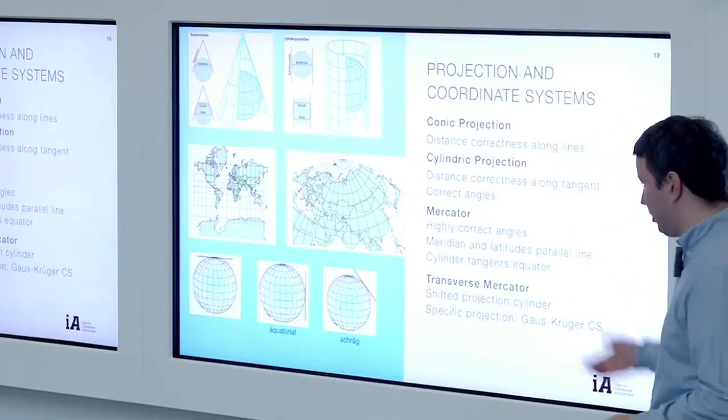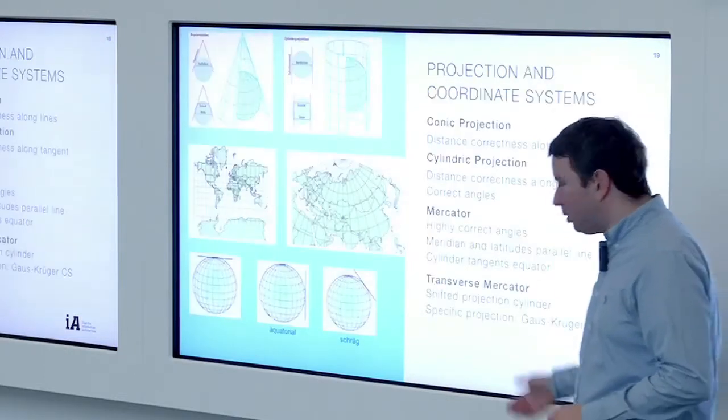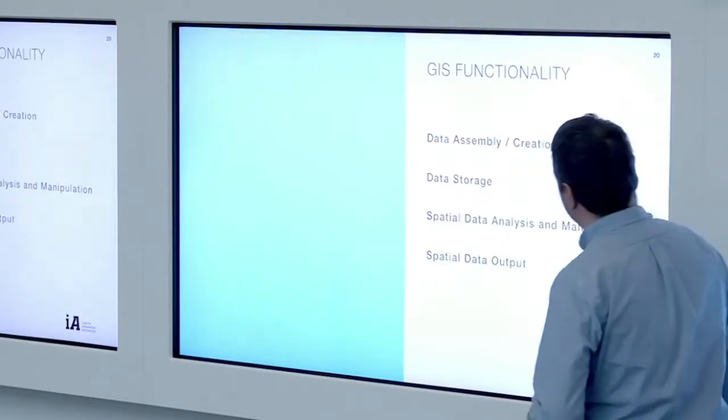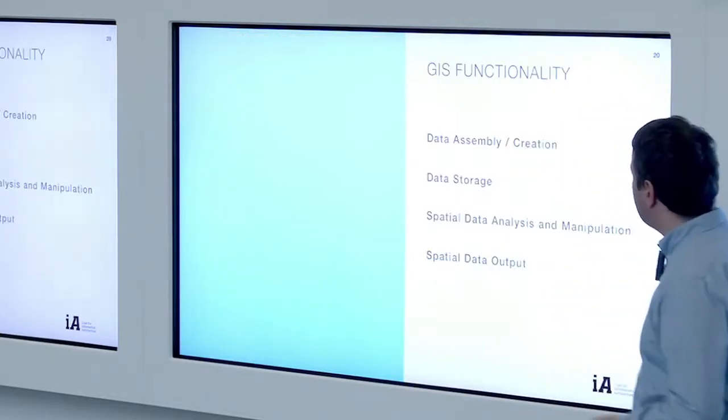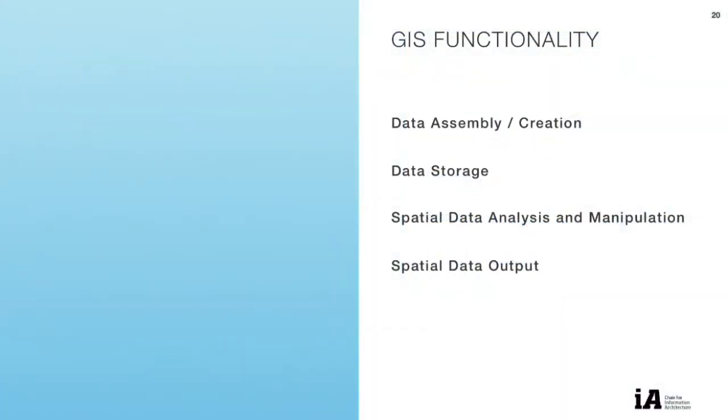But therefore you will see there are some things that are important for how the system is to be used. Okay. So what are the basic functionalities besides this coordinate issue? Data assembly, the creation of the data set, you have data storage, you can run spatial data analysis, and you can do manipulation, and of course you have output hopefully in the end.